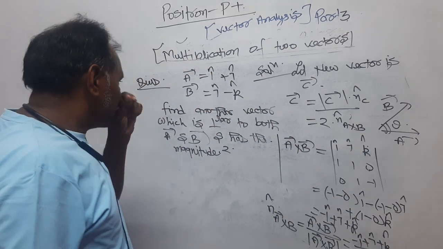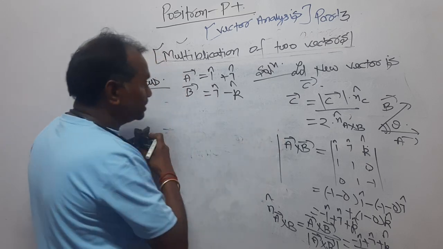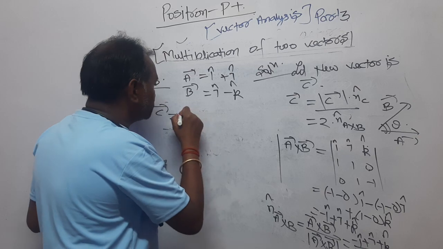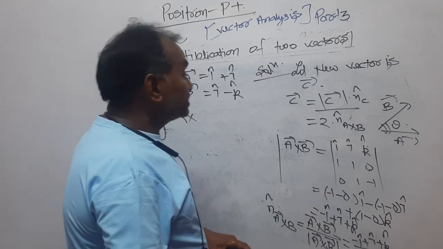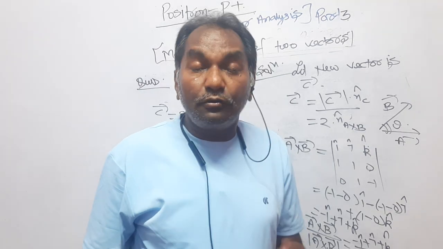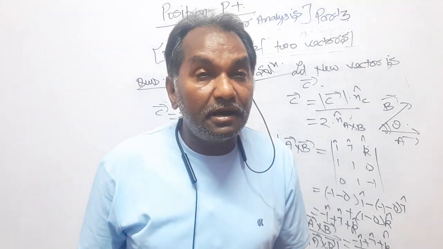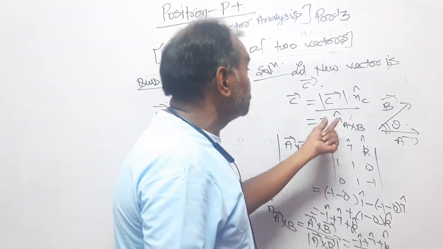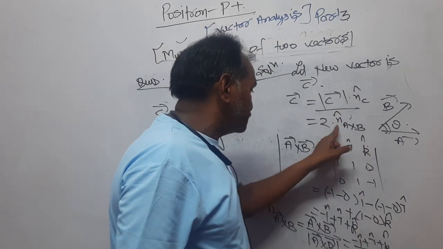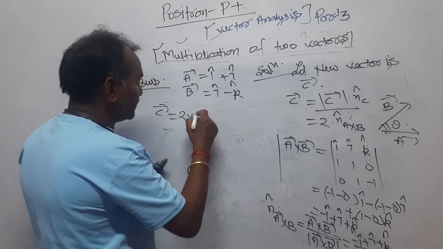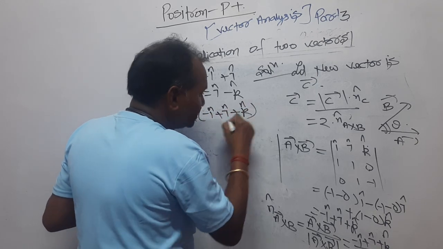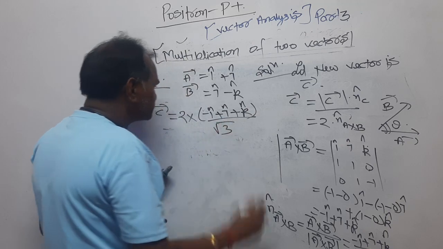Now dear students, the answer becomes here: our new vector C has the magnitude 2 and its direction is perpendicular to A and B both. So which vector is perpendicular to A and B both? It is A cross B. So the unit vector of vector C is the unit vector of A cross B, which I have found here: minus i cap plus j cap plus k cap divided by square root 3.